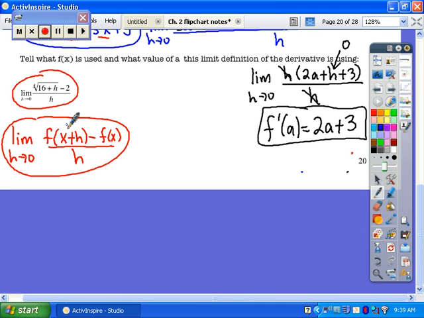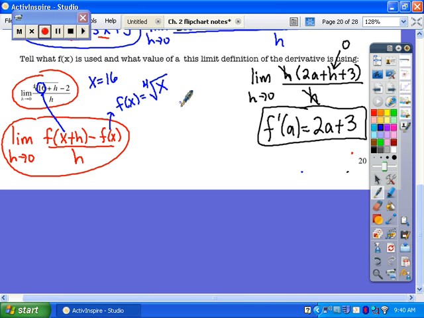Look at where the x is. There's an x plus h. What's with the h? 16. So it appears as if the x is 16. Okay? Then if that's the case, what do you think the f of x would have to be? What did we do with the x plus h? We did the fourth root. So I believe that the f of x is the fourth root of x.